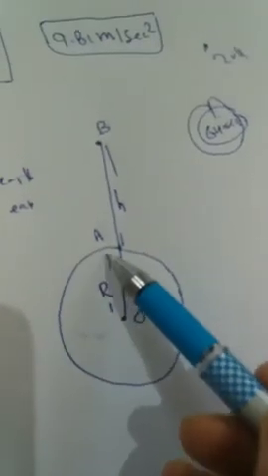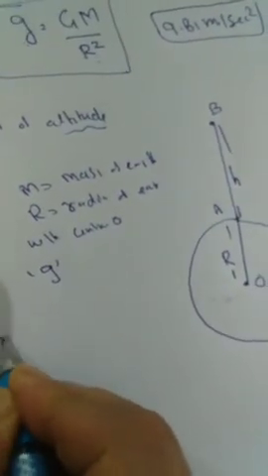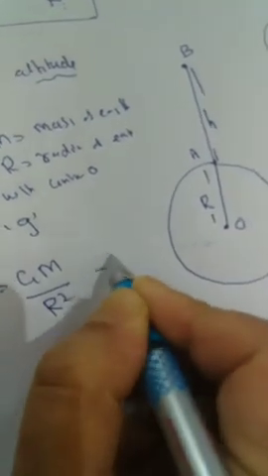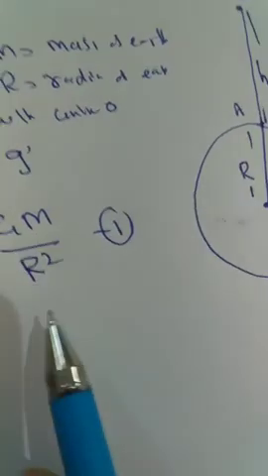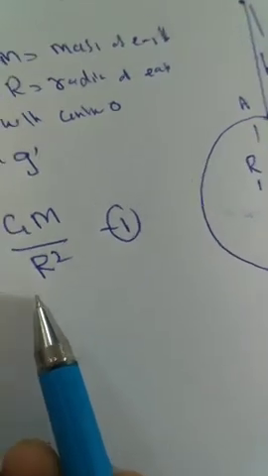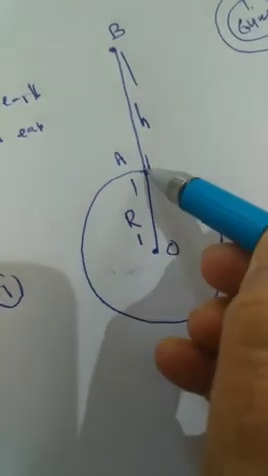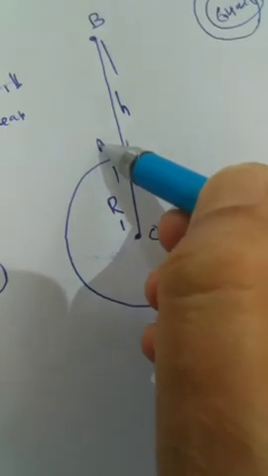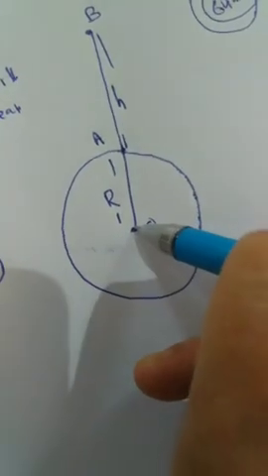Suppose the value of acceleration due to gravity at point A is g. Then, by the relation we have derived, g is equal to GM divided by r square, equation first, where G is the universal gravitational constant, M is the mass of the earth, and r is the distance between two bodies. Here we can say it is the radius of the earth, the distance between body A and the center of the earth.